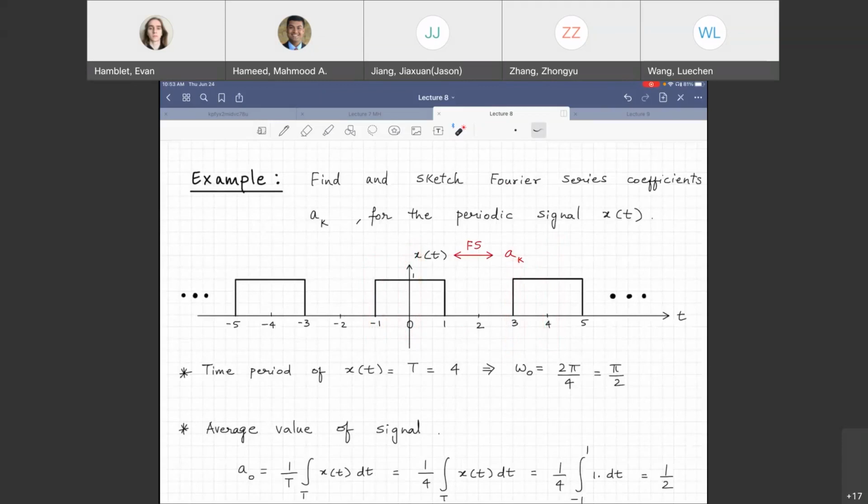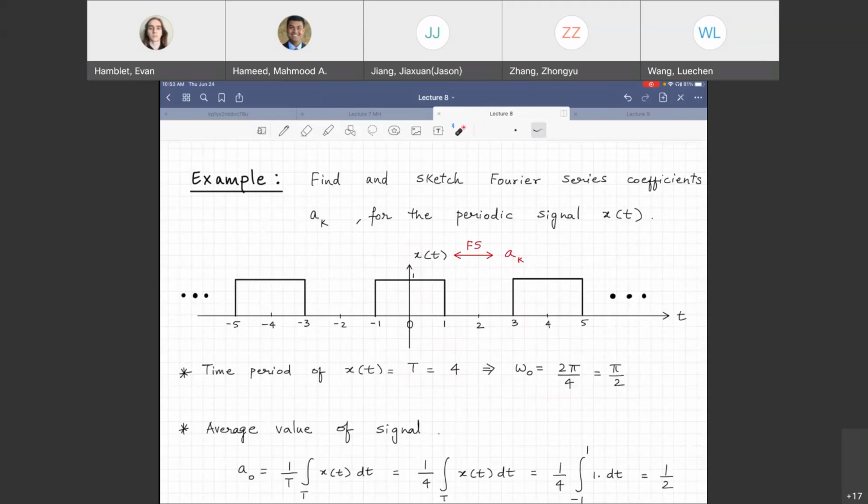Right away, what did you get? Time period is four. Omega naught is 2 pi divided by capital T. Omega naught is pi over 2. That's the first step I want you guys to do. Figure out the time period, figure out omega naught.